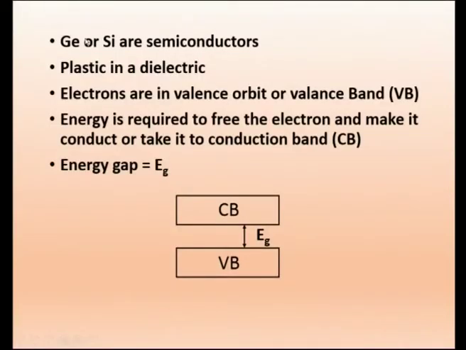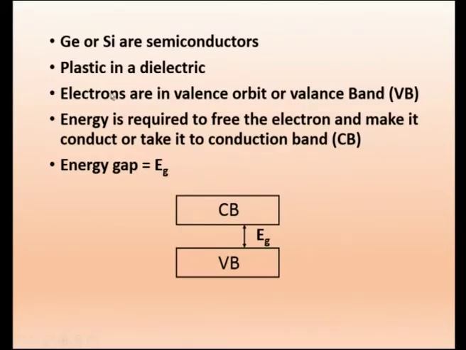Now if we take germanium or silicon, they are semiconductors, half conductors. If we take plastic, it is a dielectric. When you say dielectric, they are not conductors. Current cannot pass through that. Here in a semiconductor, as the word says, partially it can pass through. Now we will see why it is so in a semiconductor.